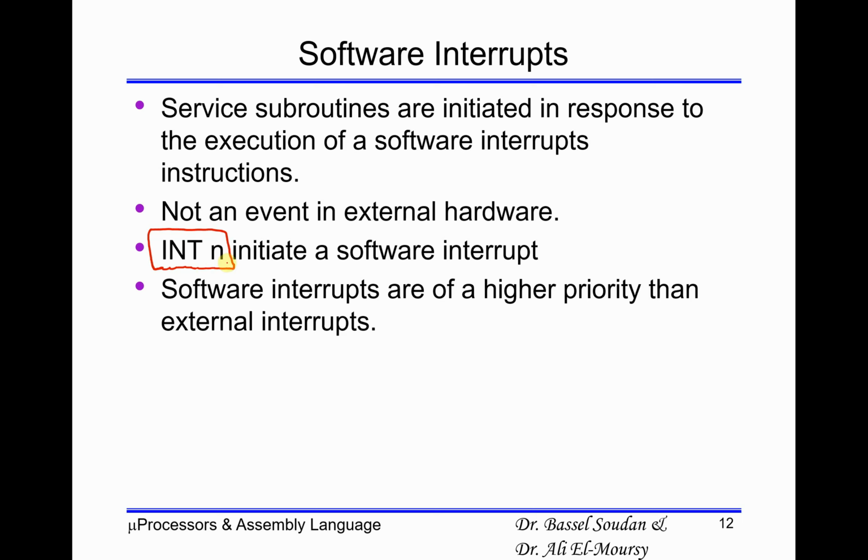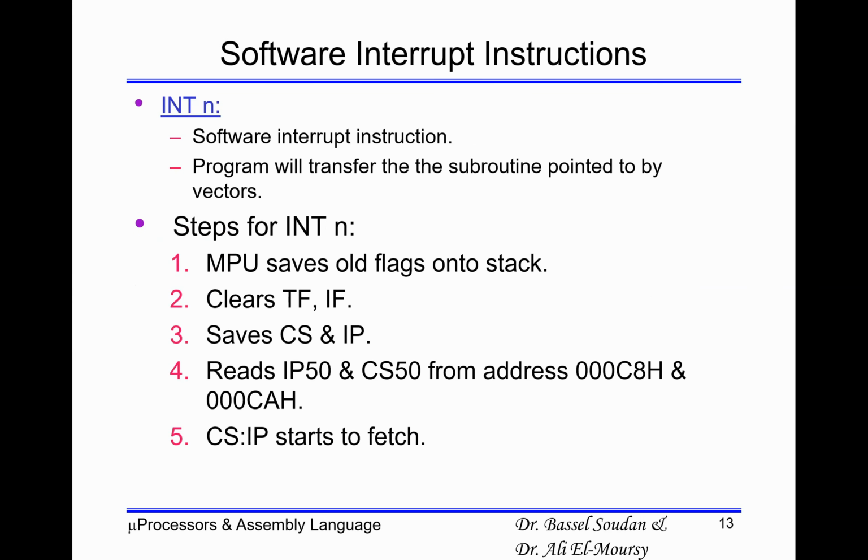So int n. Here you specify the number of the interrupt; n represents the interrupt number. So you can call the interrupt service routines for the different interrupts through software by calling the int instruction. The software and internal interrupts are higher priority than the external. Whenever you call this instruction, the microprocessor will perform this as if it is a far call. However, it has to do many other things.